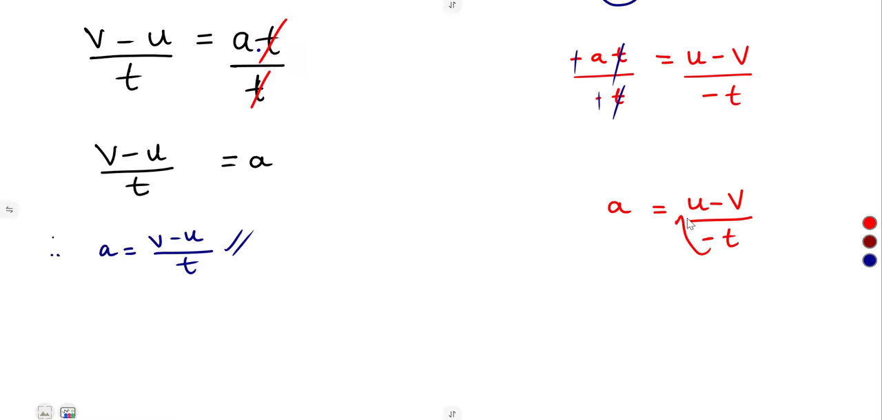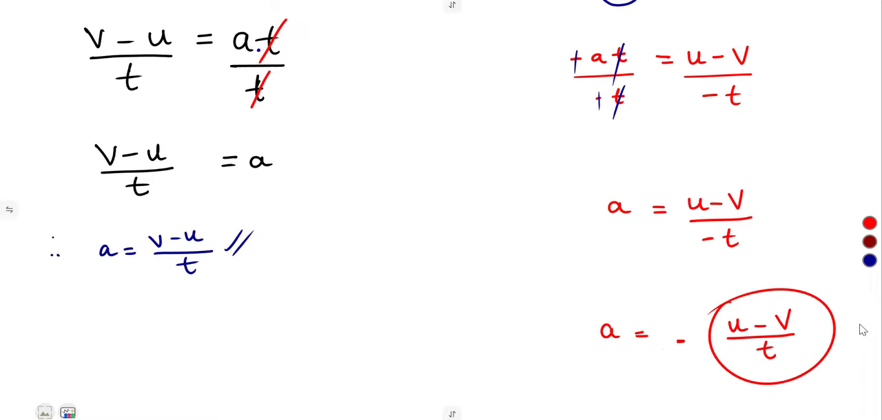You can even take the negative up. So therefore, A is equal to minus, you affect the U minus V. So it's U minus V over what? Over T. The negative is on its own. The negative here, it's negative on its own. It is affecting the whole fraction. This is what you have. The negative is affecting the whole fraction.